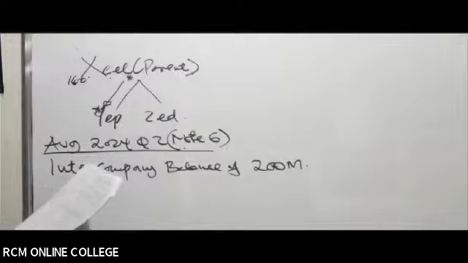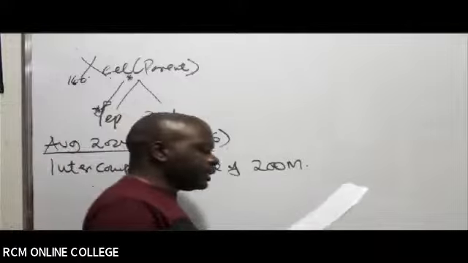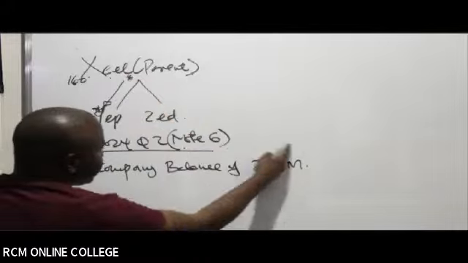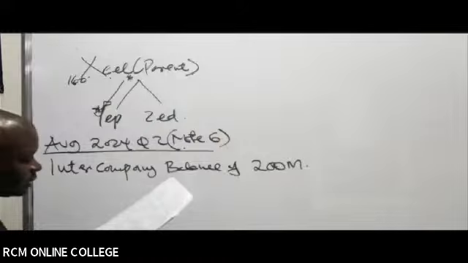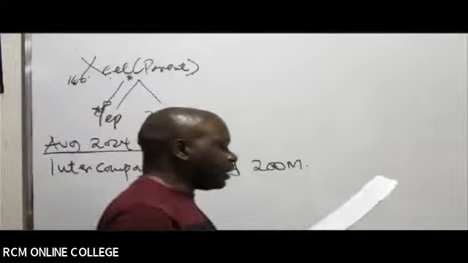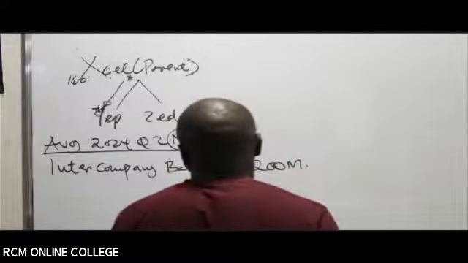And then you are told Excel Limited had sent a check to YEP Limited. They already sent a check to make part of the payment of this 200 million, but the check was yet to be received. Excel sent the check on 24th of June, which was not received by YEP until 2nd of July, which was already the end of the financial year.